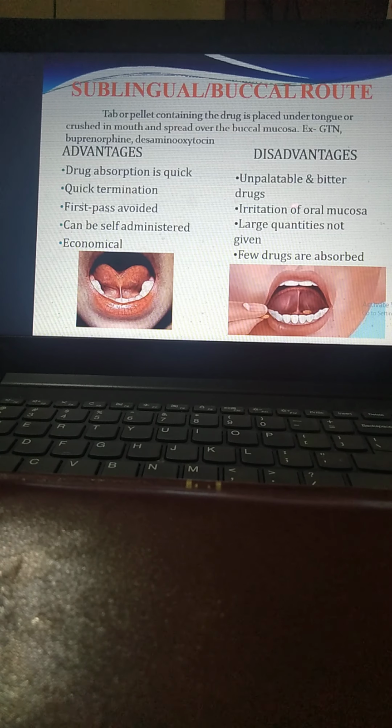What are the disadvantages? Unpalatable and bitter drugs. There are some drugs which are irritant, which are colored, and which cause irritation to the oral mucosa. A large quantity is not given because we cannot have control there. You have to put it there, and that's why we cannot control large quantities, and few drugs are absorbed.